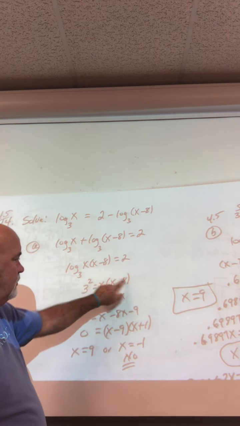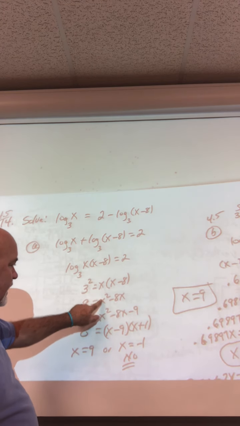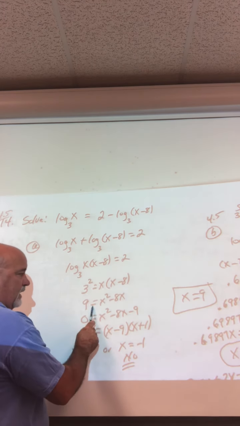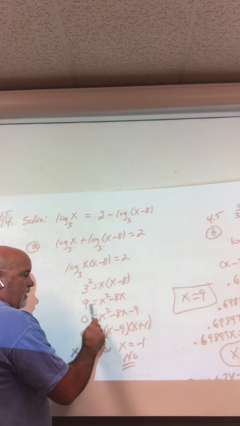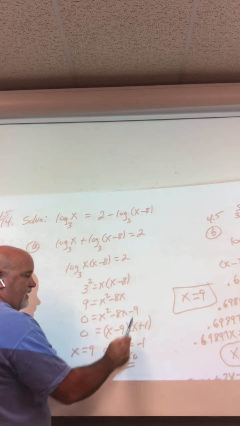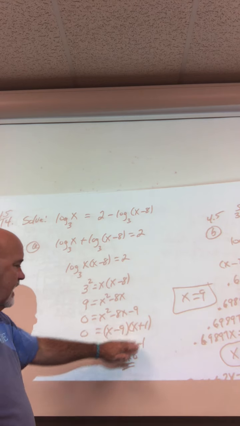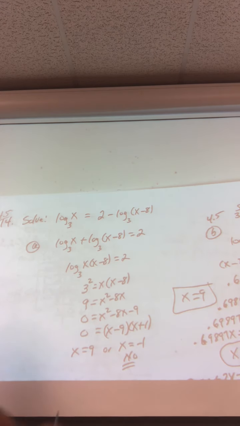Now distribute. This is a quadratic equation. A quadratic equation has to be set to 0. So I'm going to leave this over here and move the 9. Factor that to set both equal to 0. When you do, you get 9 and negative 1.